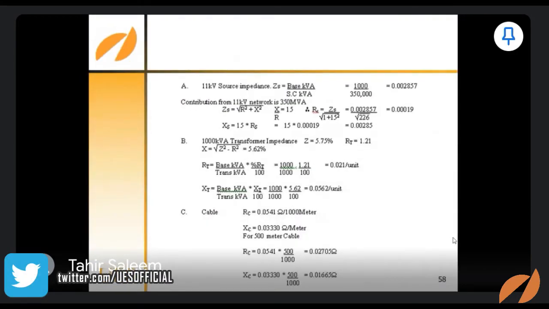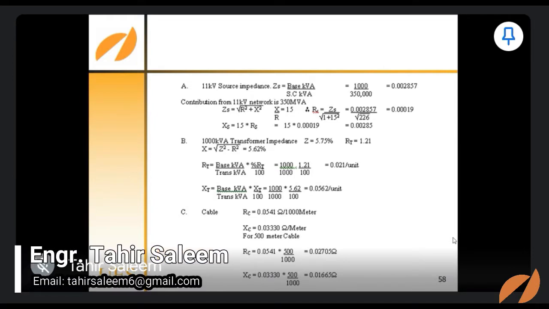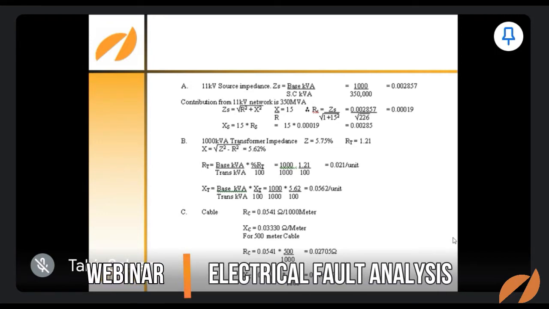The 11 kV source impedance is calculated as 0.000287. The contribution from the 11 kV network is 350 MVA; we assume the utility contribution is 350 MVA. Therefore the total impedance is calculated as 0.00019. X is 15%, R is 15. You can take the transformer impedance as 5.75, and RT and XT are obtained. The impedance of the cable is also taken into account, and this comes out to be 0.054 ohms per 1000 meters. According to your distance, you can proportion this to find the real resistance and reactance.